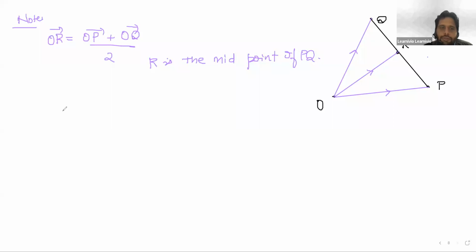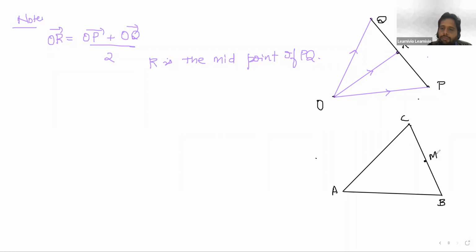Now after this, earlier they had given a question like this, that they form a triangle. They have given this as A, this is B, this is C, and they have given a point M, and they have drawn a median AM.